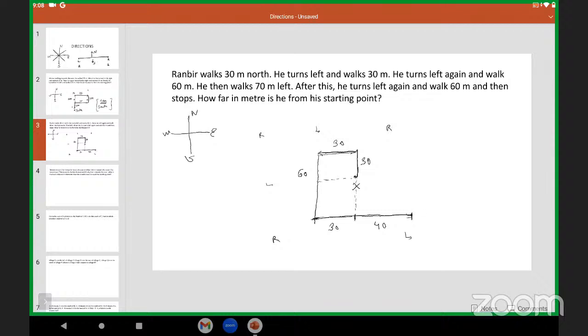Now he walks and he stops. Then he turns left again. So again this will be his left, this will be his right, as he's facing east. So now he walks 60 again, and then he stops.